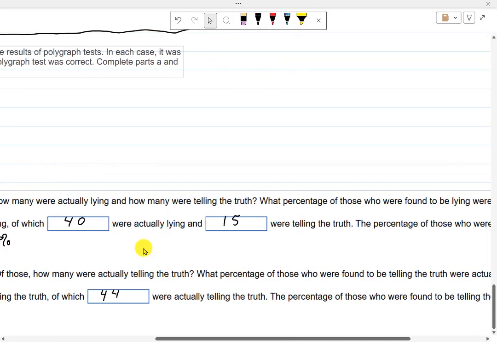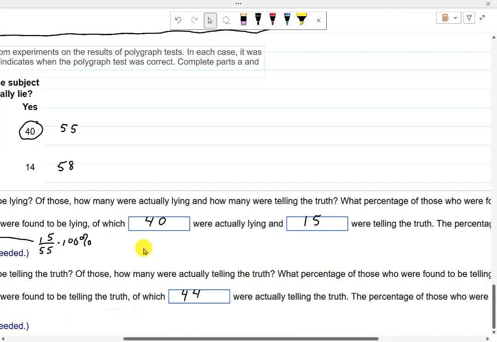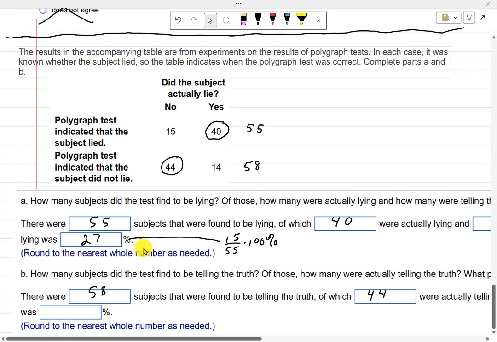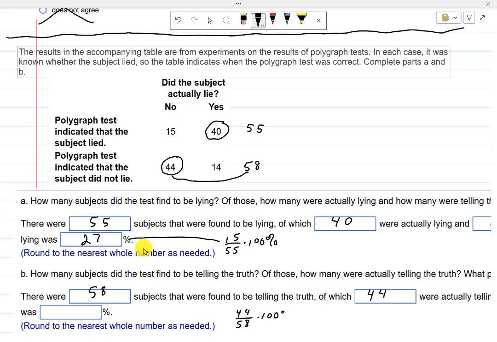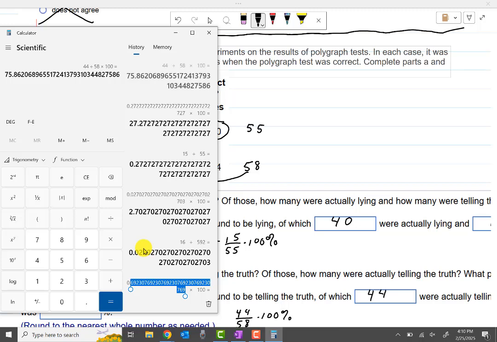The percentage of those who were found to be telling the truth and were actually being truthful was, for this one, we're going to take the 44 out of 58. And it wants us to round to the nearest whole number just as before. Here I've got 75.9% if I round to one decimal place. That means I should round to 76% for the whole thing.